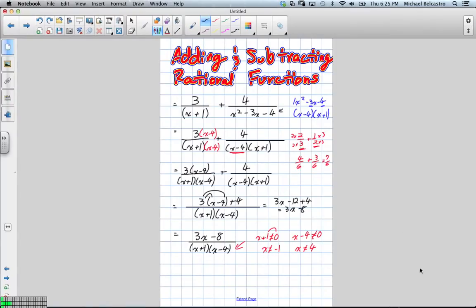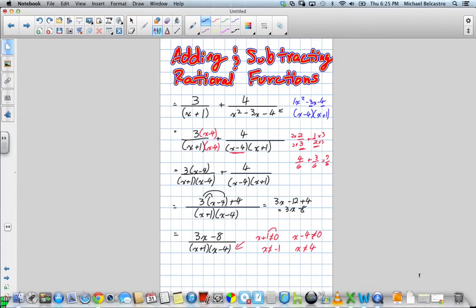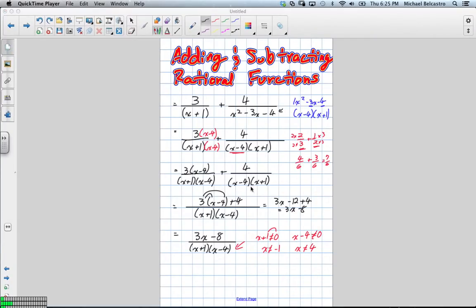So that's it. That's the whole question. You've simplified it and you've stated your restrictions. That's all there was to it. The key was making sure the denominators were the same, because when you add and subtract fractions, which is rational functions, the denominator has to be the same, just like old school fraction rules.